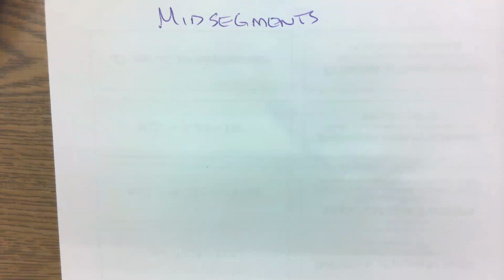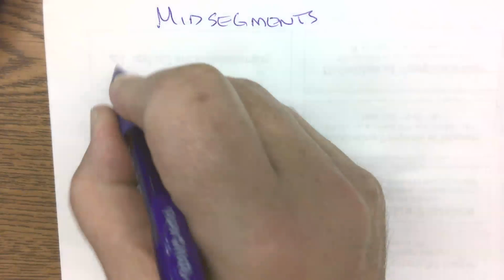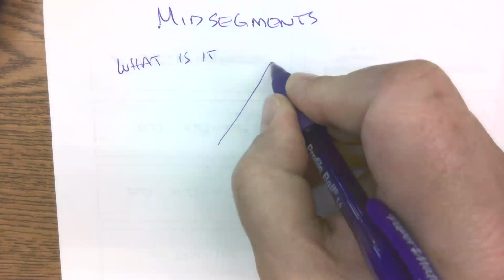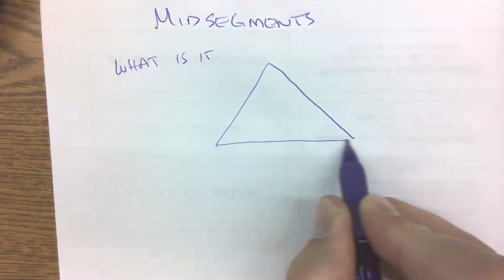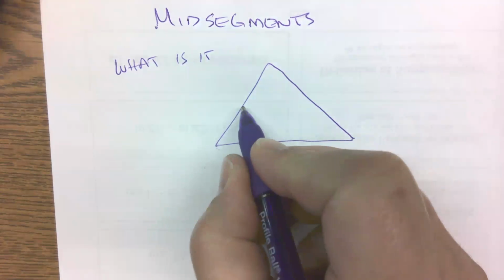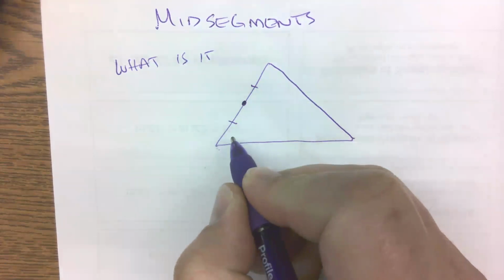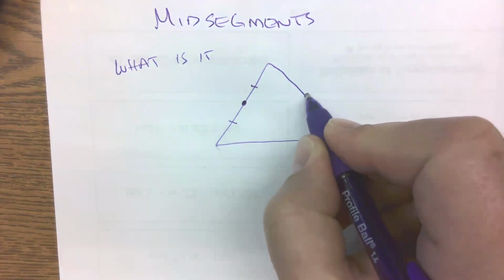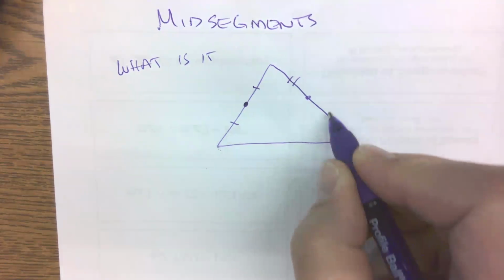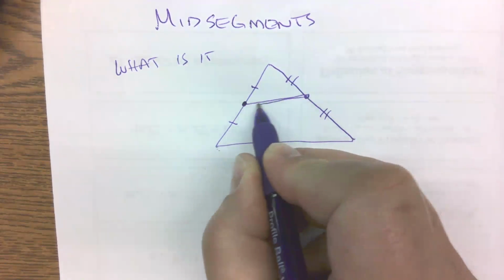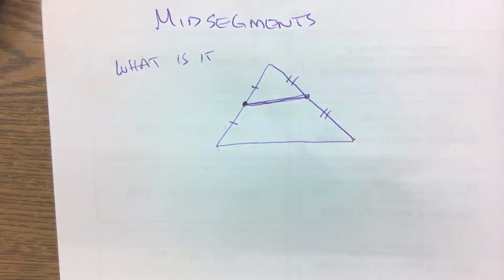So here we go. A midsegment. First of all, what is it? If I take a midpoint of a side, and then I take a midpoint of another side in a triangle, and then I connect them, that is a midsegment.